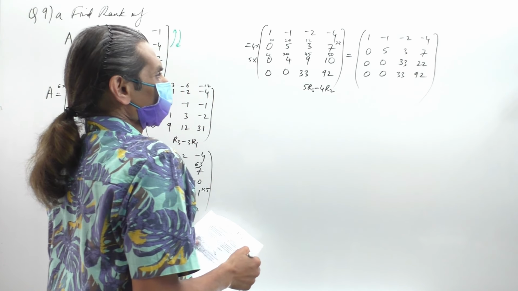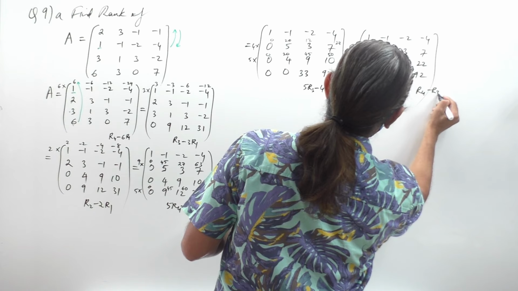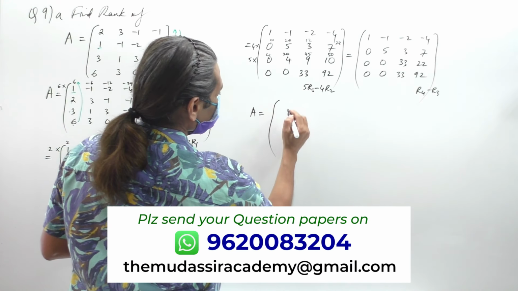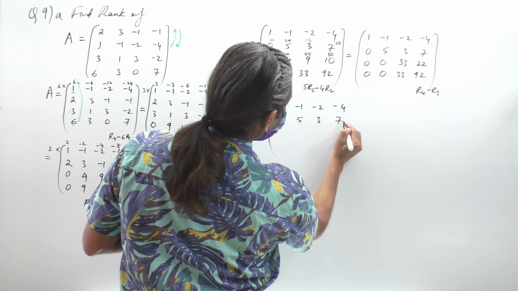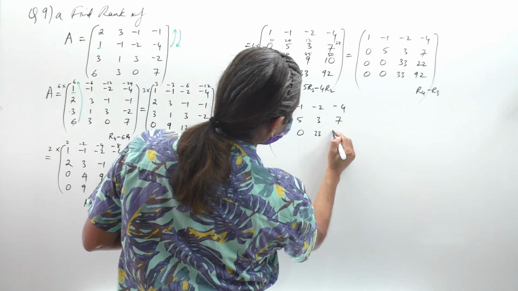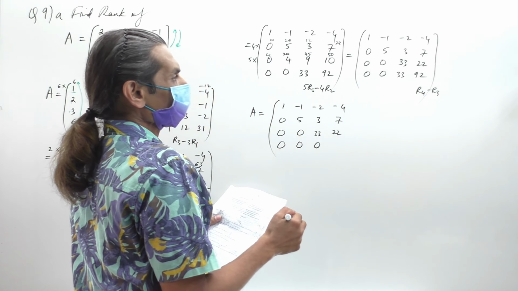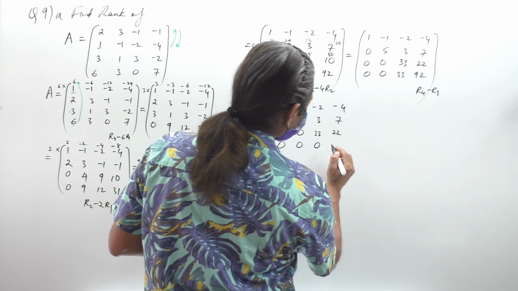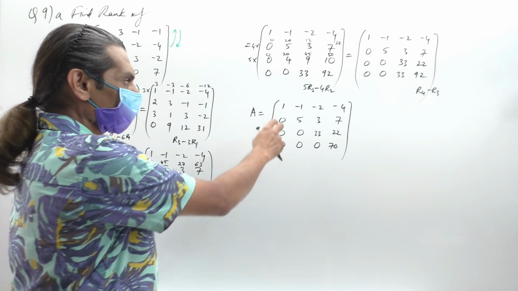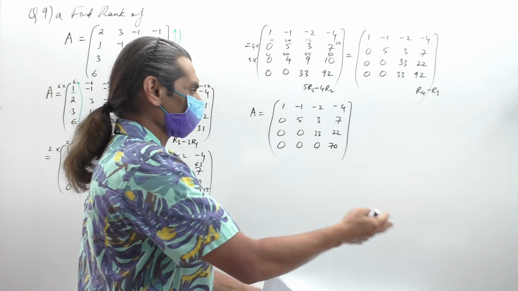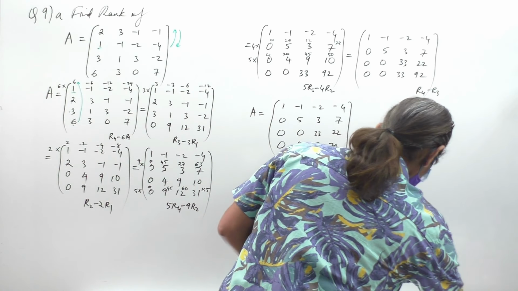Fine, so done. So below this 33 I have to make it 0. So very simple, I will do R4 minus R3. So that yields A is equal to 1, minus 1, minus 2, minus 4, 0, 5, 3, 7, 0, 0, 33, 22, 0, 0, 33 minus 33 is how much? 0, and 92 minus 22 is 70. So apart from this I cannot do anything else. So 1, 2, 3, 4 rows, none of the rows is entirely 0, therefore rank of A is equal to how much? 4. That's the solution.